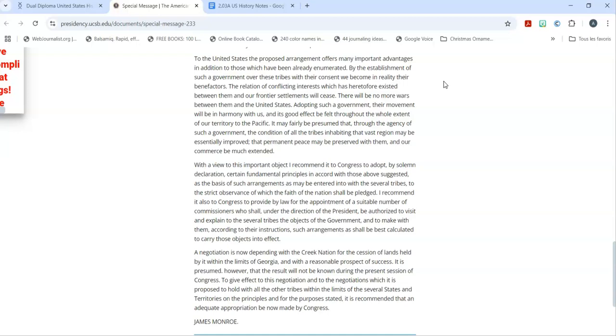So he wants to put his own government in each of these tribes so that they can control what happens there.